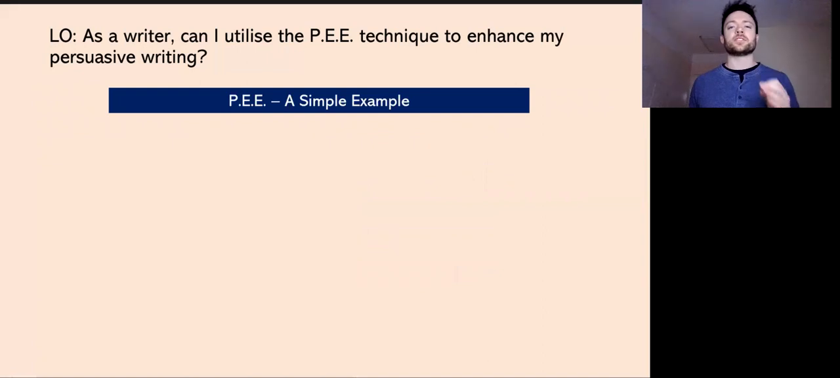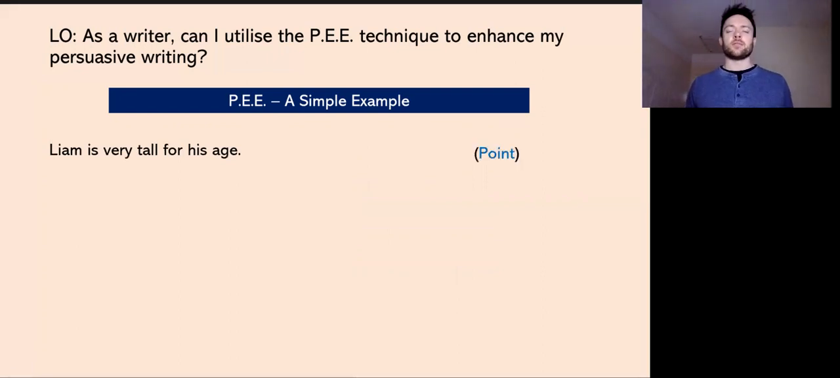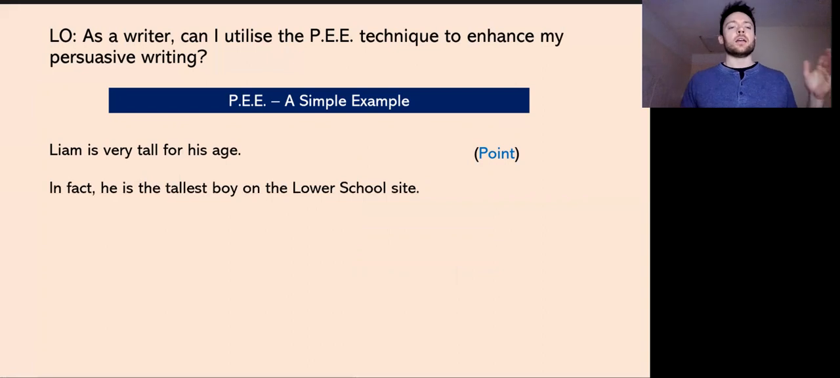Now, here is a very simple example. Yours will be much better than this, but this is just to get us thinking in the PEE mindset, okay? So here is my point. Liam is very tall for his age, okay? That's my point, okay? Liam is very tall for his age. Perfectly fine sentence. Now, here's my evidence, okay? In fact, he is the tallest boy on the lower school site.